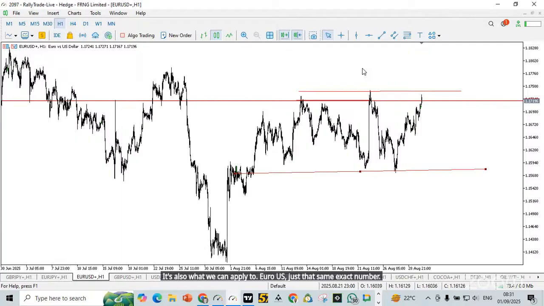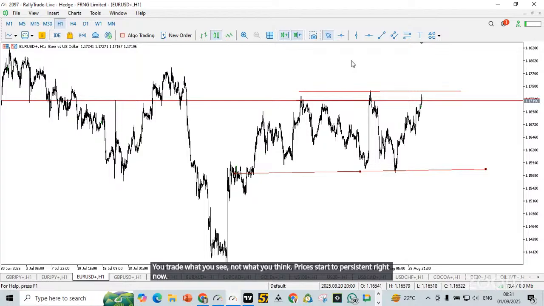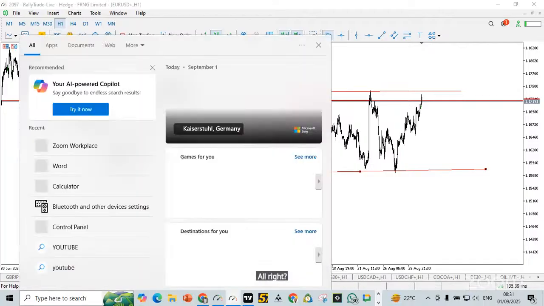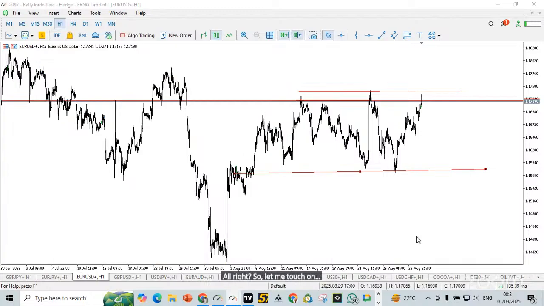You trade what you see, not what you feel. Price is at resistance right now. I can choose to go for a sell immediately and put my stop above. If I'm not comfortable with the sell, I'll just wait for a break and a retest of the resistance, and then I go in for a buy. So it is the same type of analysis we have for British pound USD that we can apply to Euro USD. All right. So let me touch on two more currencies and then we'll move on.